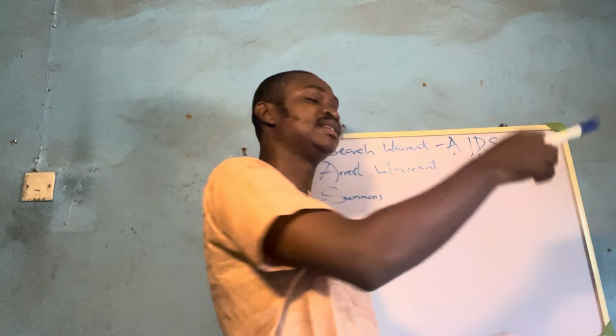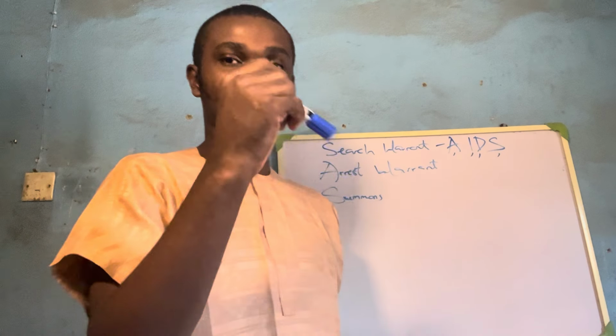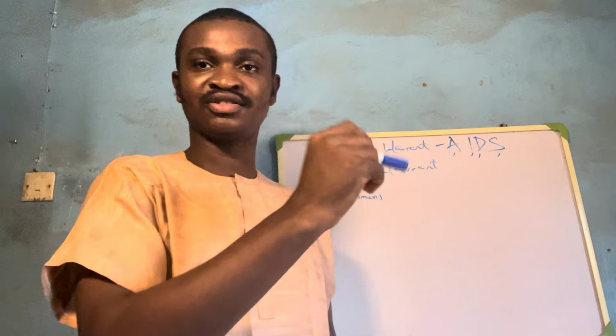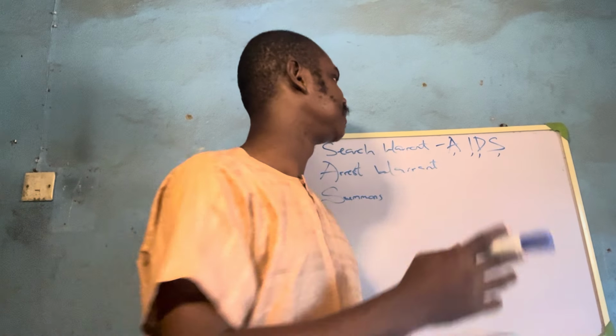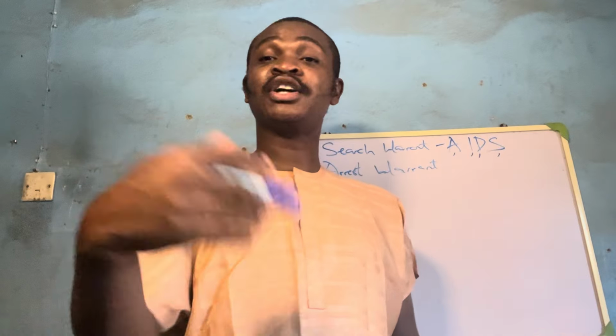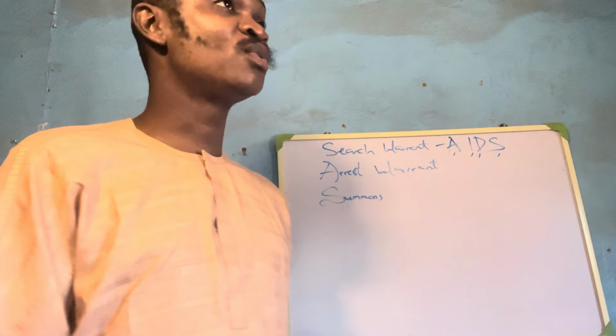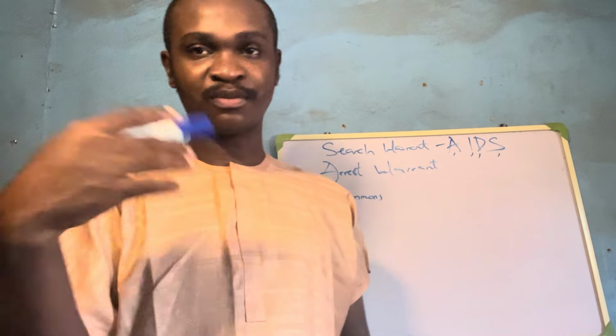Now, S is the signature of the person issuing it. If it's a judge or a magistrate, you have to sign. So this is the content. These are the contents of a search warrant. So even with the content, if I ask you to draft it, even though we have not looked at the form, I know you will be able to draft it.